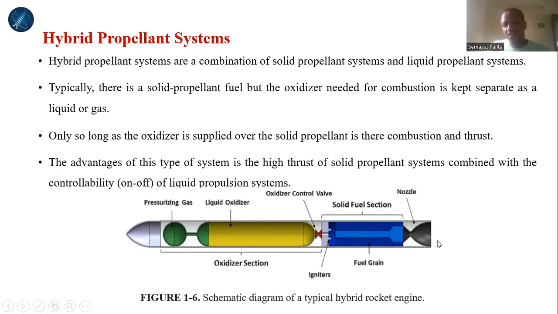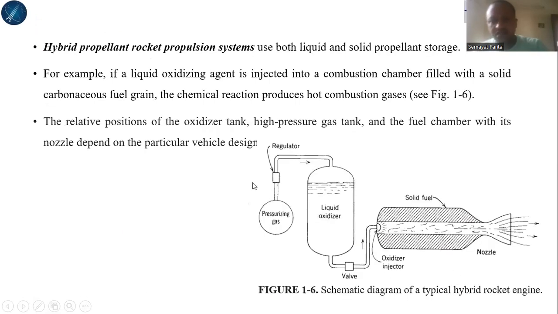This is the nozzle. You can see this in George P. Sutton's book, your textbook. It is a similar thing, there is no difference. There is pressurization gas, some regulators, the liquid oxidizer, and some valves for the liquid oxidizer. The ignition system igniters are around here. So the oxidizer is injected into the fuel, the solid fuel is burned, and the hot gas comes through the nozzle like this. So this is a hybrid system.